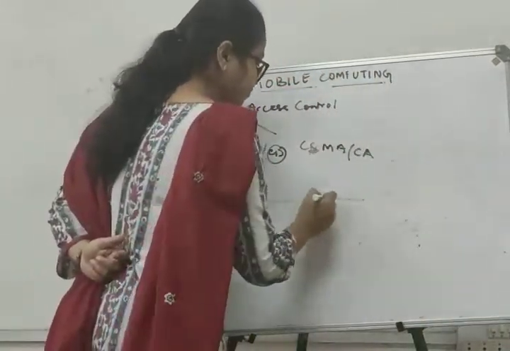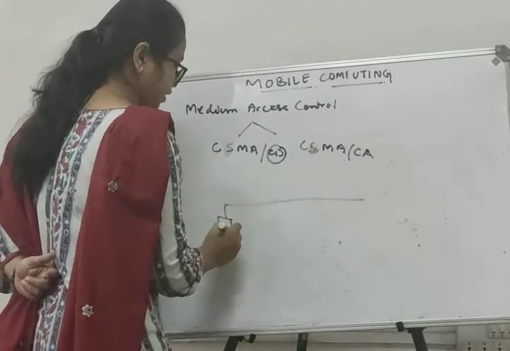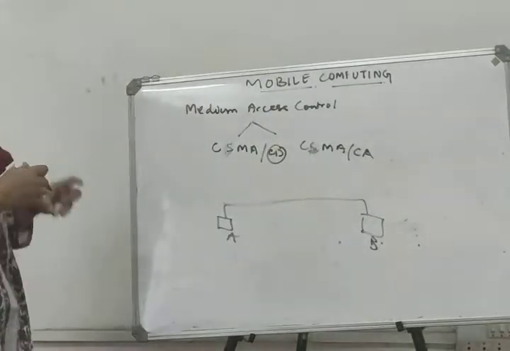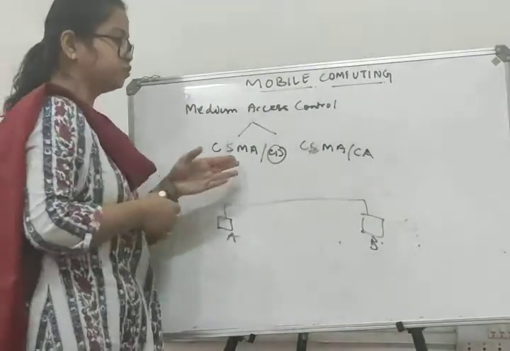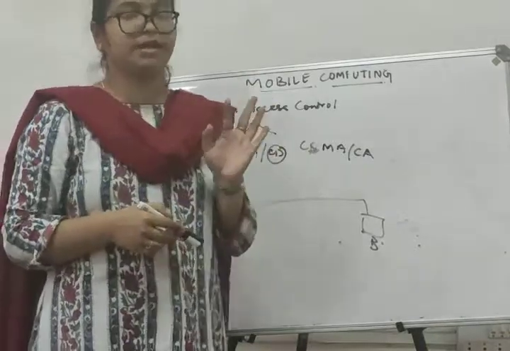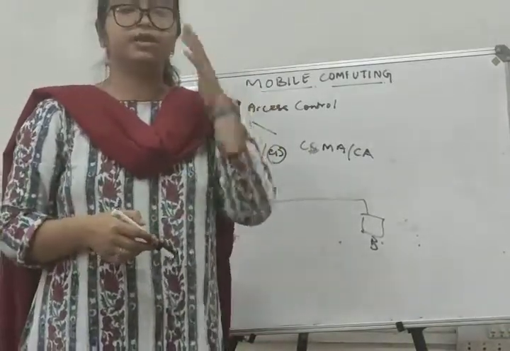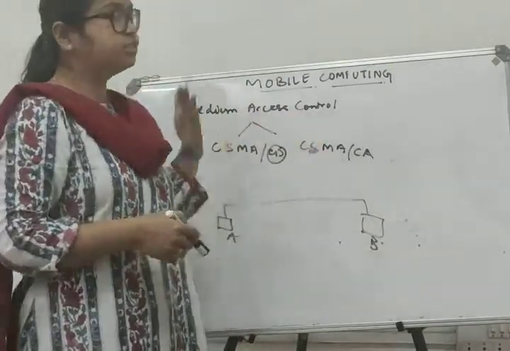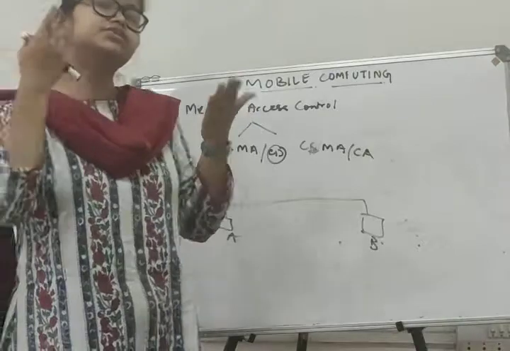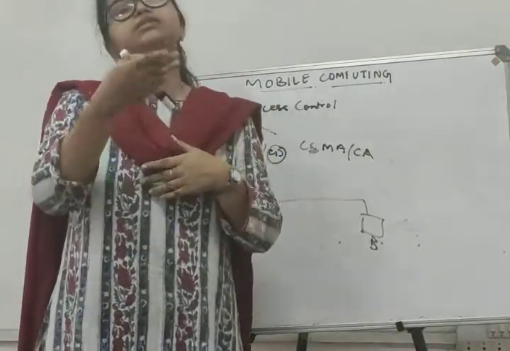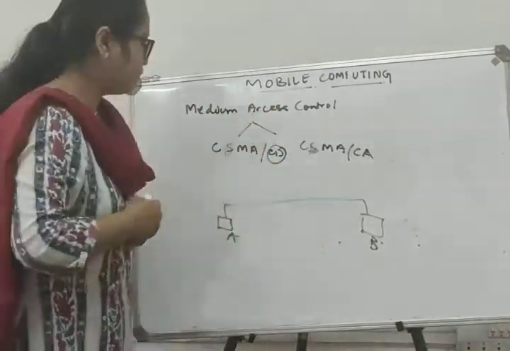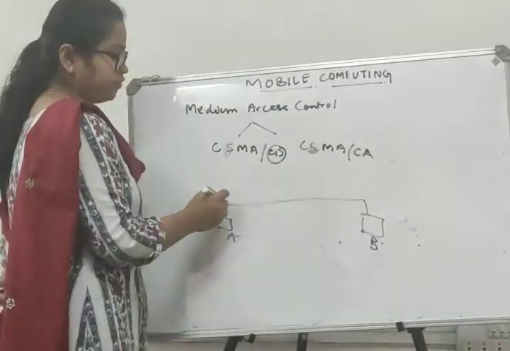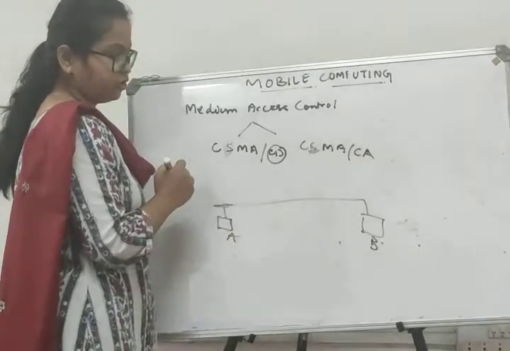Suppose this is the medium and we have two stations, let's keep it simple, station A and station B. Now, before sending data, as usual in CSMA, carrier sense multiple access, one will sense the medium, whether it is busy or not. If the carrier is busy, it won't send the data, and if the channel is free, it will simply send the data. Now, suppose A wants to send data to B. It will sense the channel, whether the channel is busy or not.